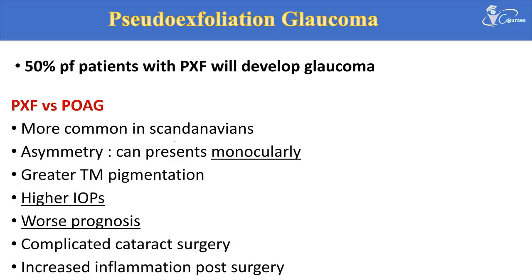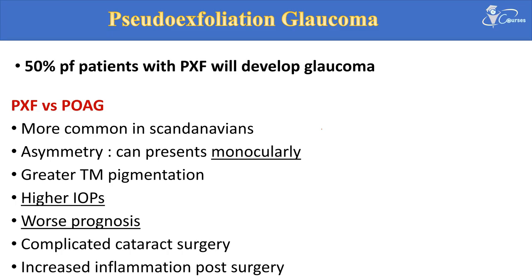So how much is it different from primary open angle glaucoma? First of all, the race. Primary open angle glaucoma is more common in blacks, while pseudoexfoliation glaucoma is more common in Scandinavians. Asymmetry: pseudoexfoliation glaucoma can present monocularly. However, this is not the case for primary open angle glaucoma. It will show greater trabecular meshwork pigmentation by gonioscopy, unlike primary open angle glaucoma.